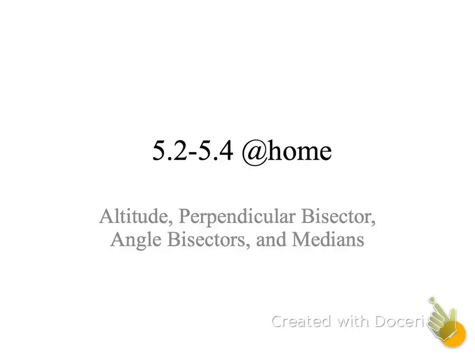So this is going to be 5.2 to 5.4, so we're going to be talking about altitudes, perpendicular bisectors, angle bisectors, and medians. This is going to be mostly vocab, so we're going to go over more of the vocab in detail and how to construct them in class, and then we'll do some examples more so in class.